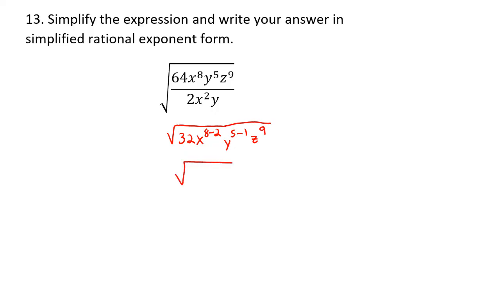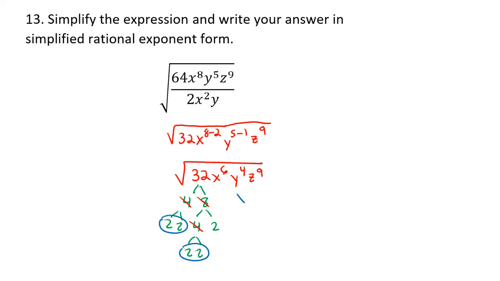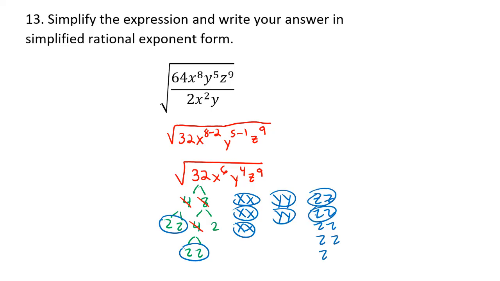All right, so we are going to have 32, x to the 6th, y to the 4th, z to the 9th. Now we want to simplify. So we're going to have 4 times 8, 4 times 2, 2 and 2, 2 and 2. And once again, anything that you have broken down is no longer there. We're going to circle our pairs. We have 6 x's. So 1, 2, 3. 4 y's. 1, 2. 9 z's. So 1, 2, 3, 4.